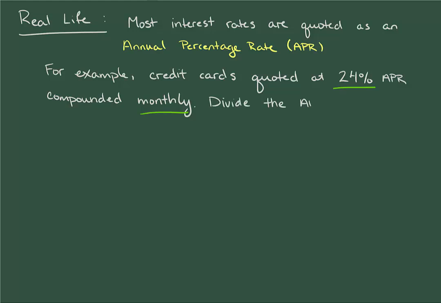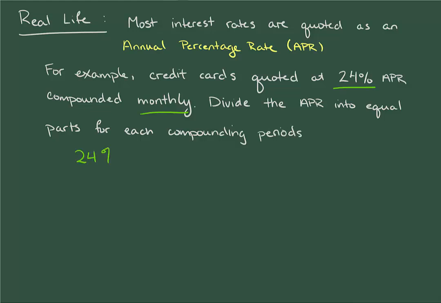What we're going to do in order to figure out the term rate is take the rate and divide it into equal chunks throughout the year. So in this case, because we're dividing monthly, we're going to take our 24% and divide it by 12 because there's 12 months in a year, and that gives us a term rate of 2% per month.